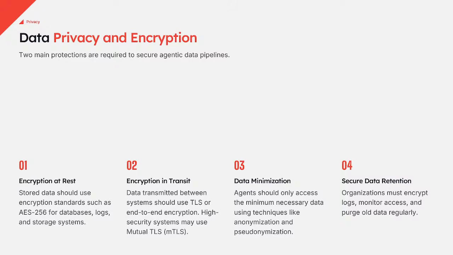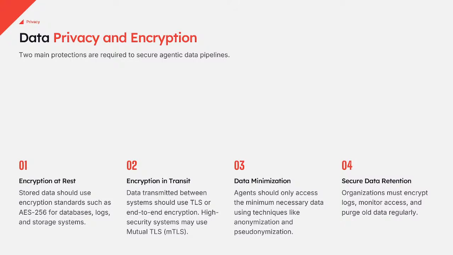Data privacy and encryption. Two main interactions are required to secure an agentic data pipeline. The first one is encryption at rest. Always encrypt data at rest. When data is sitting in the database, make sure it is encrypted. Stored data should use encryption standards such as AES-256 or SHA-256 for database logs and storage systems. Encryption in transit. Data transmitted between systems should use TLS, transport layer security, or end-to-end encryption. High security systems may use mutual TLS, or mTLS, for example.